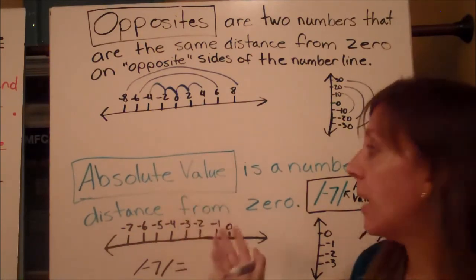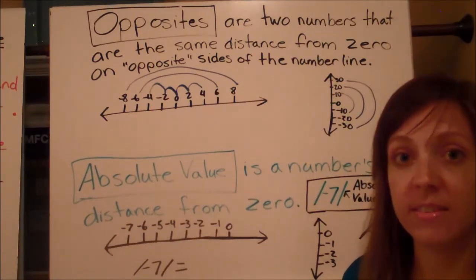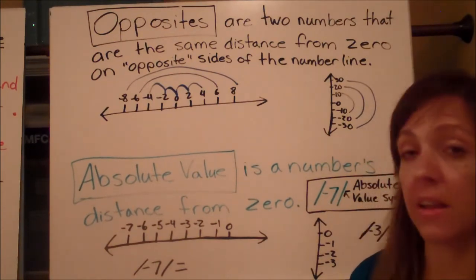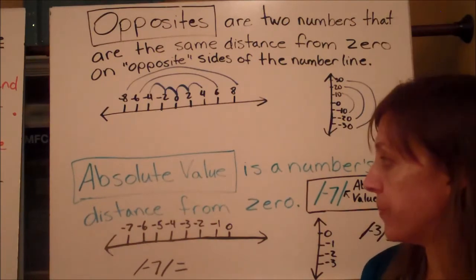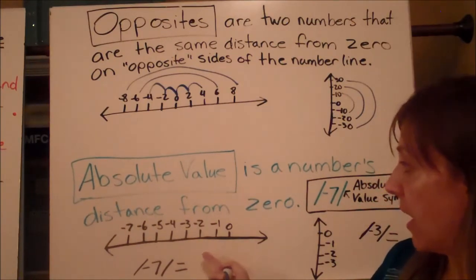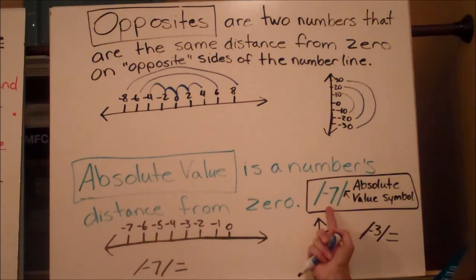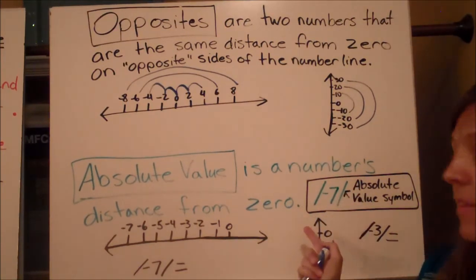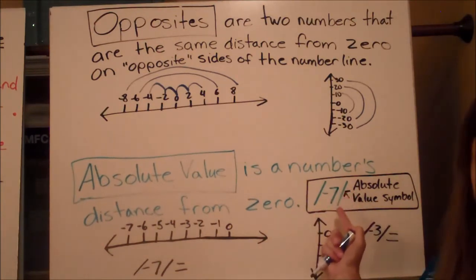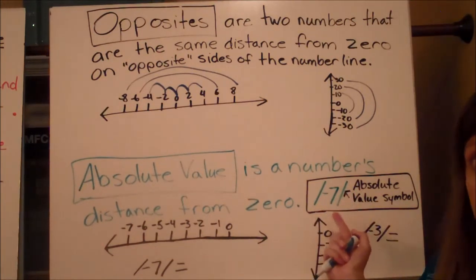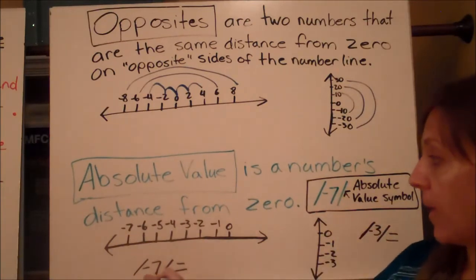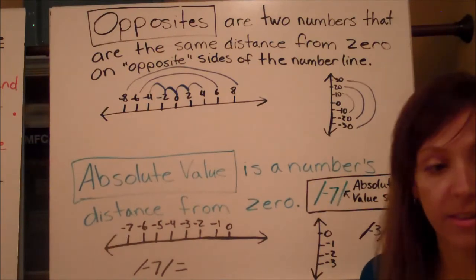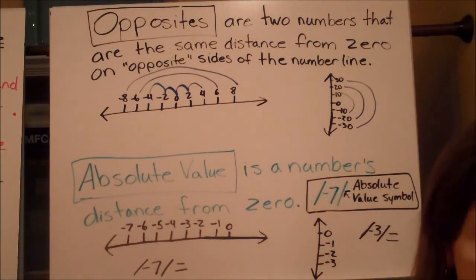Absolute value. Absolute value is a number's distance from 0. How far away is a number from 0? That is called the absolute value of a number. Let's take a look. We have -7, and we have two slanted lines to the left and to the right of -7. Those two slanted lines are called an absolute value symbol. Here we have the absolute value symbol of -7, and we're going to find the distance of -7 from 0.